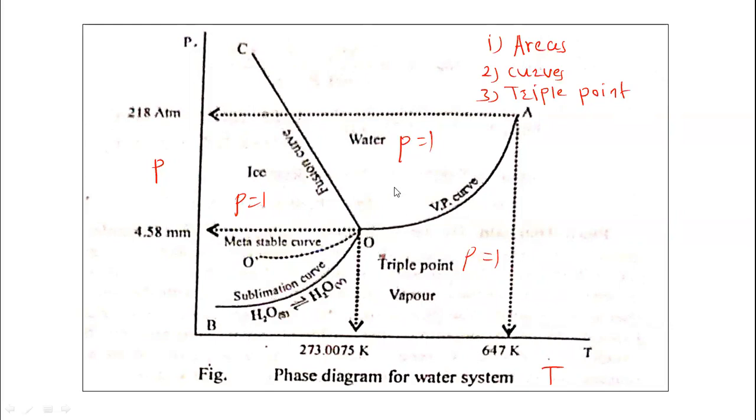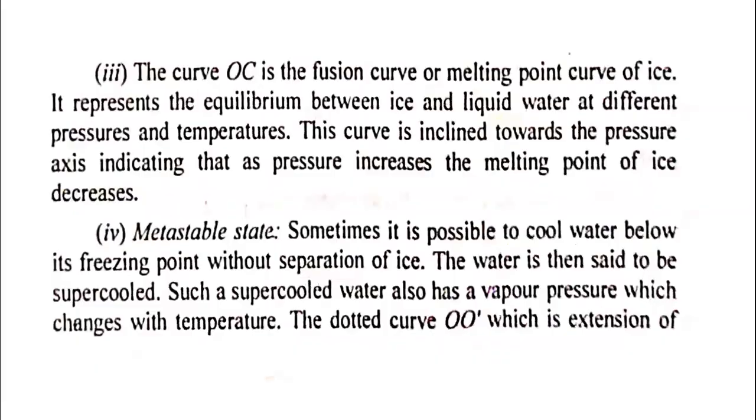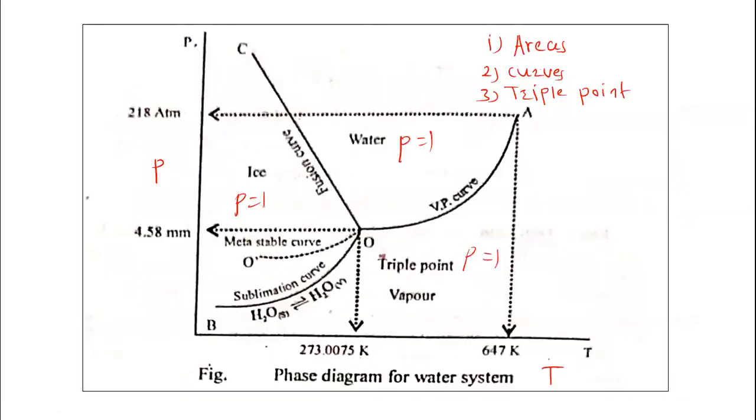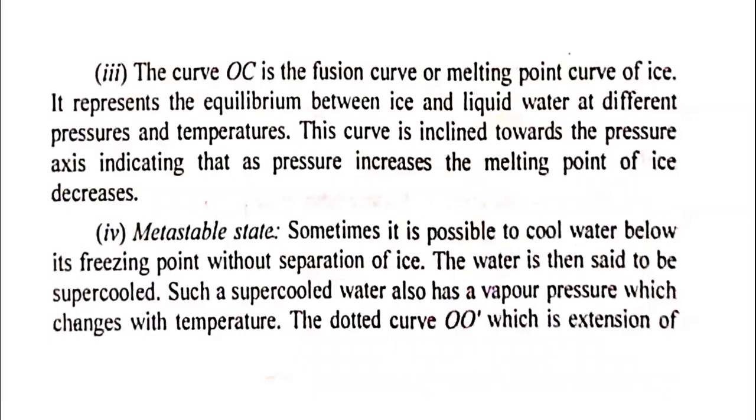Along this curve OA, the two phases existing are liquid water and vapor water. Similarly, along this curve OC, the two phases existing are solid ice and liquid water. Now see, the curve OC is the fusion curve, or melting point curve of ice. It represents the equilibrium between ice and liquid water.